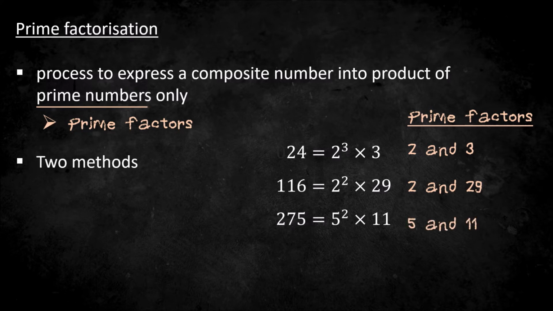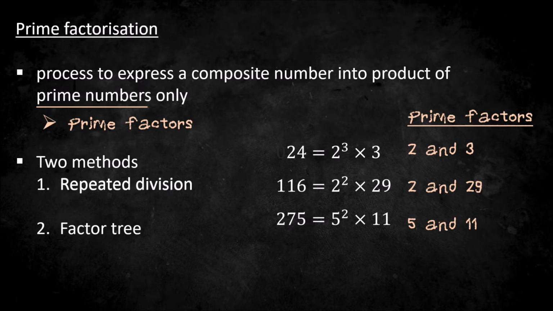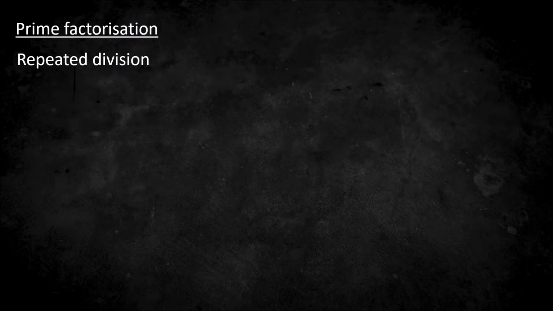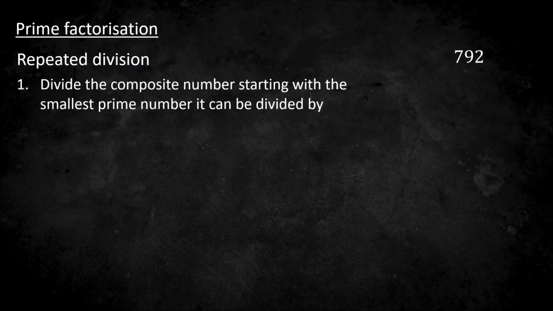The two methods to perform prime factorization are by repeated division and by using a factor tree. Let's look at using repeated division with the number 792. First step, divide the composite number starting with the smallest prime number it can be divided by. In this example, that prime number is 2.